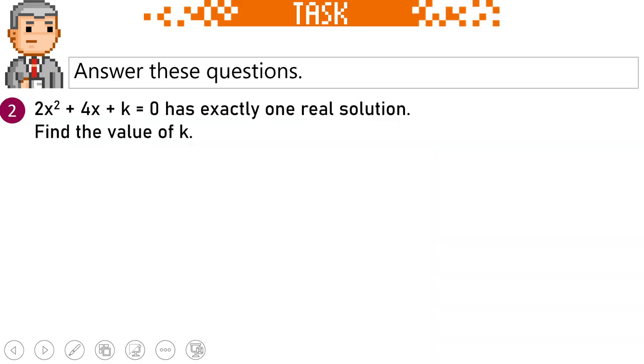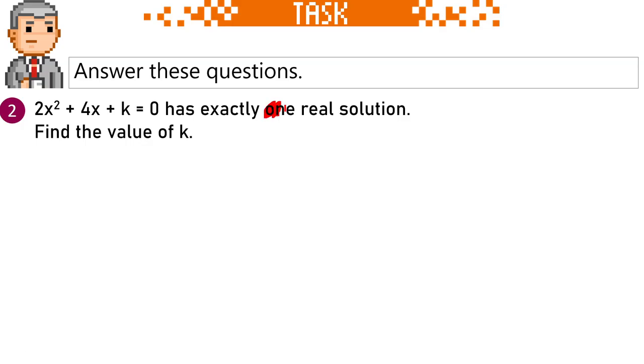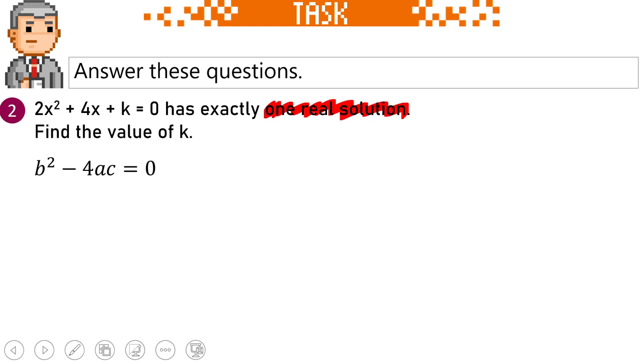Let's look at the next one. So the next question here is 2x squared plus 4x plus k is equal to 0. Has exactly one real solution. Find the value of k. So if it's got one real solution, it means that the square root must equal 0. So that gives me part of my answer. I've got b squared minus 4ac is equal to 0.